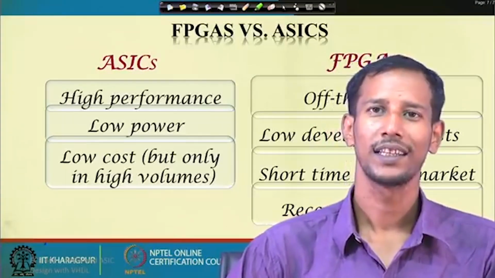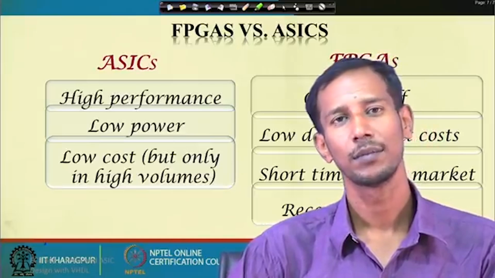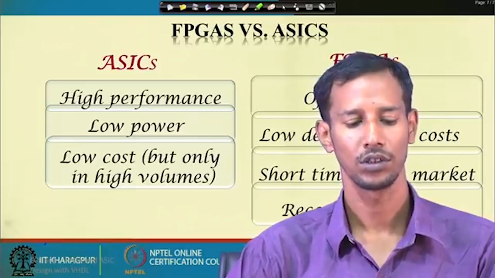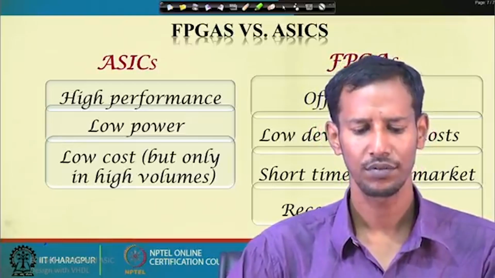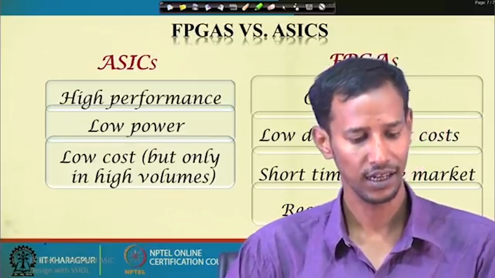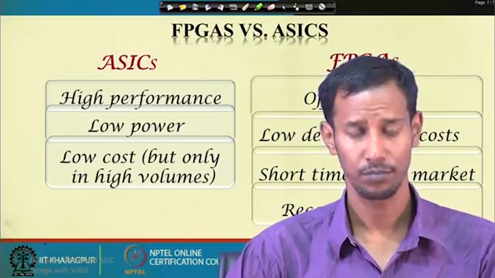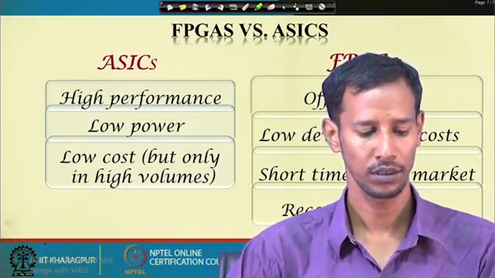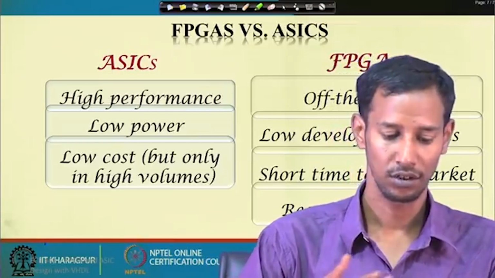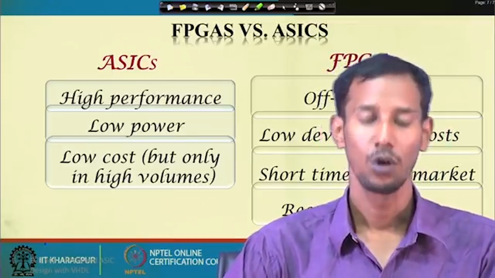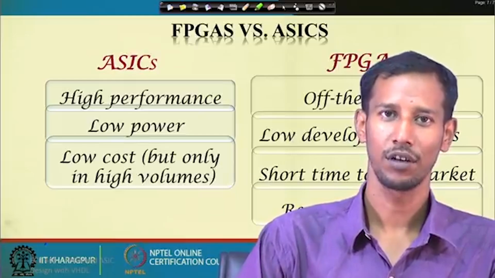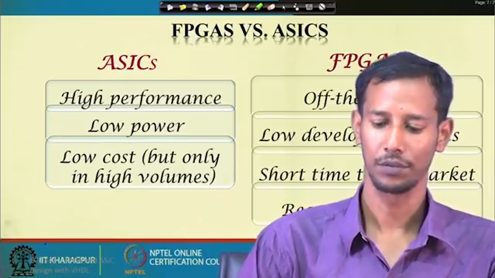circuit. At that time I said there is semi custom design, full custom design, then system on chip, and then programmable logic device. The difference between programmable devices and ASIC is that ASICs give you high performance, consume low power, and are also low cost whenever you are designing for high volume applications.